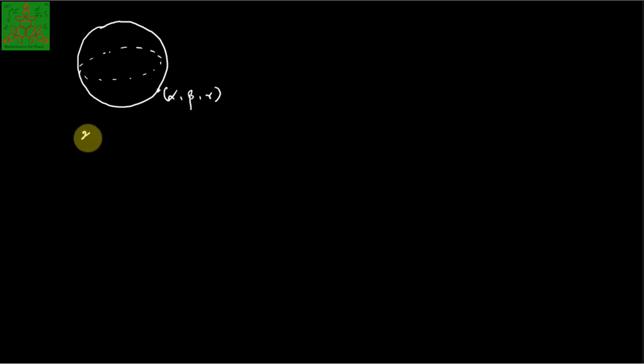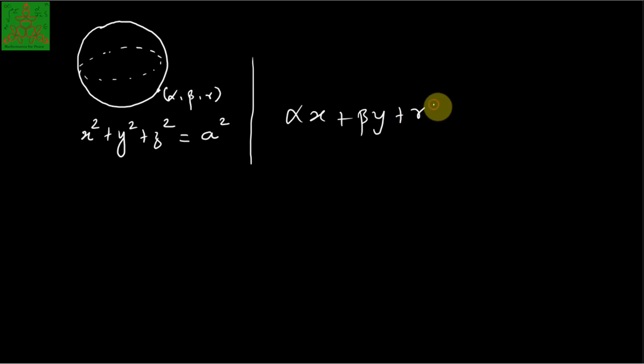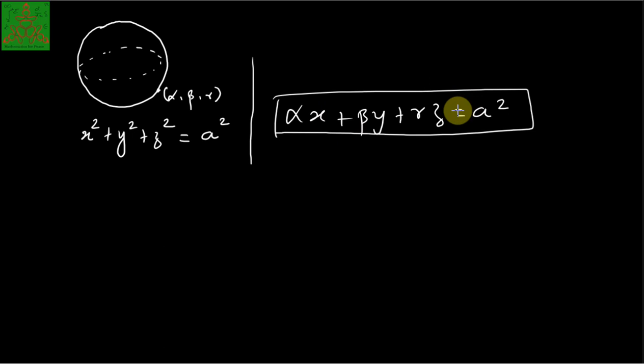If a sphere is given, and the point is on the sphere, then we can talk about the tangent at that point. Let's say this point is alpha, beta, gamma, and we assume the equation of the sphere is x square plus y square plus z square equal to a square. Then the equation of the tangent at the point alpha, beta, gamma will be alpha x plus beta y plus gamma z equal to a square.